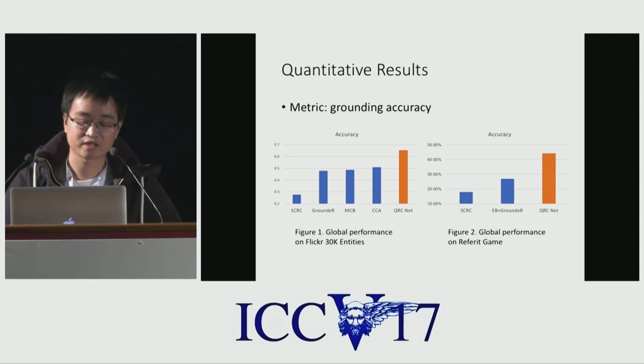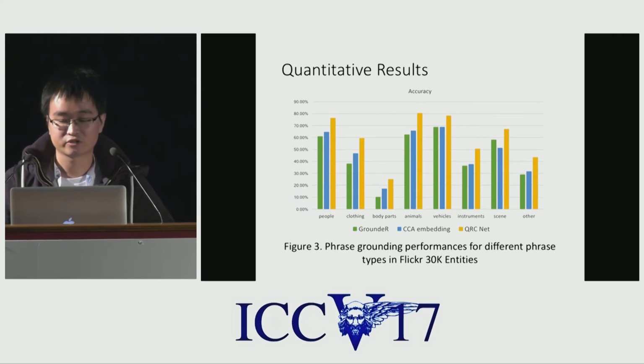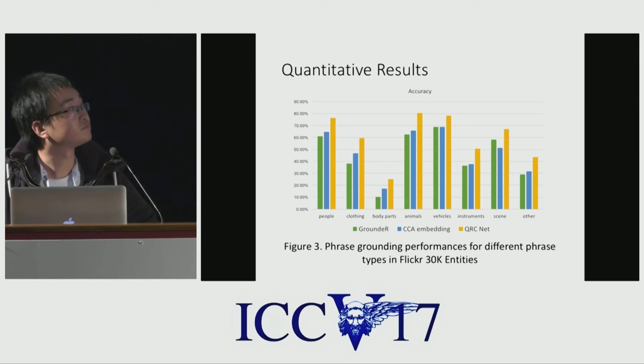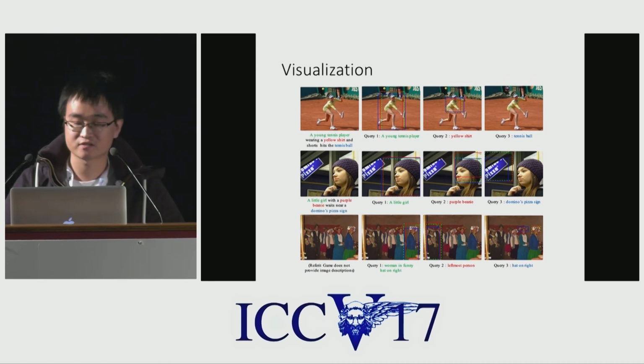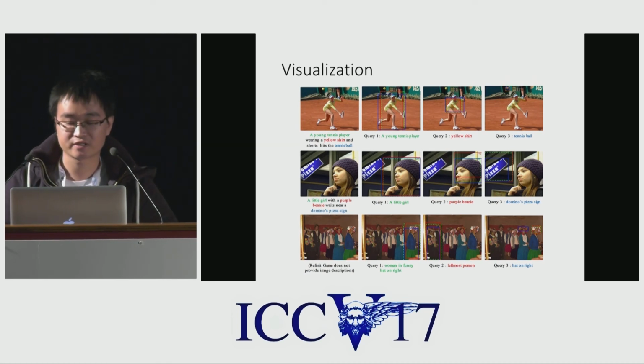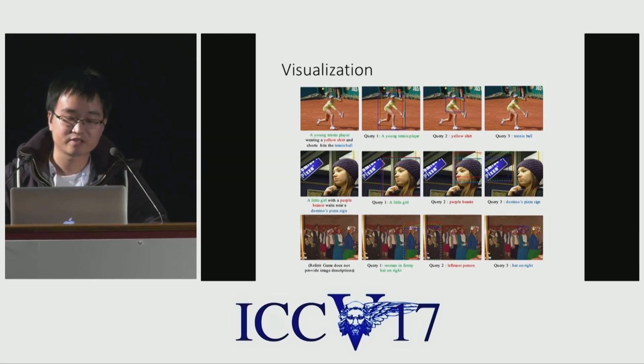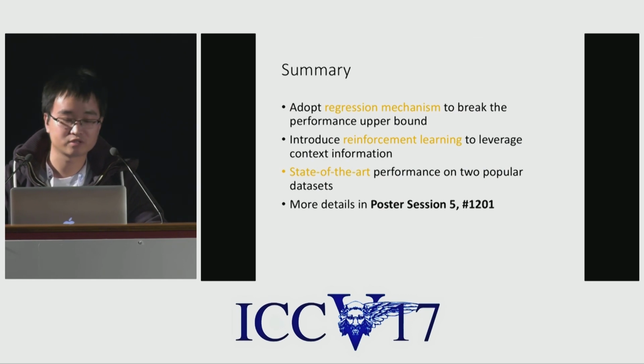We further show that for different types of queries, QRC Net achieves consistent improvement in accuracy. And finally, we visualize some grounding results, and we can see that QRC Net can ground the correct object most of the time. And to sum up, the QRC Net adopts a regression mechanism to break the performance upper bound, and we introduce reinforcement learning to leverage context information, and we achieve state-of-the-art performance on 2 popular datasets.